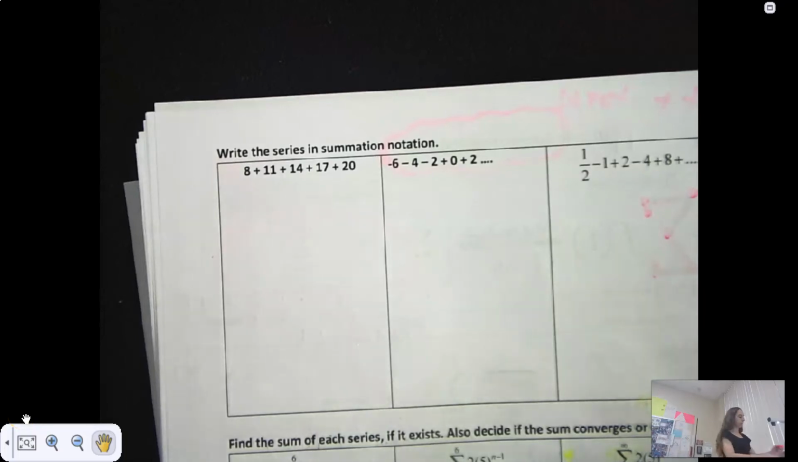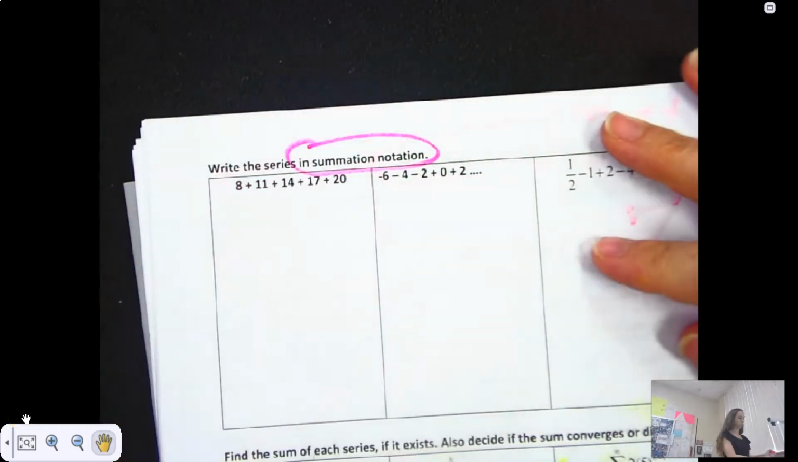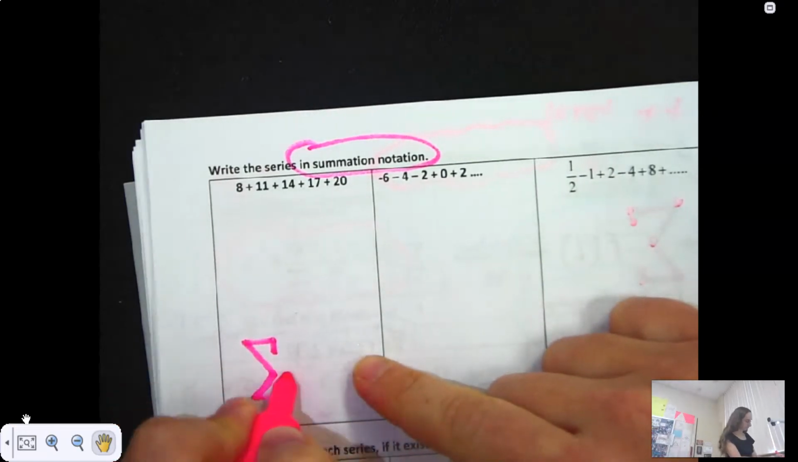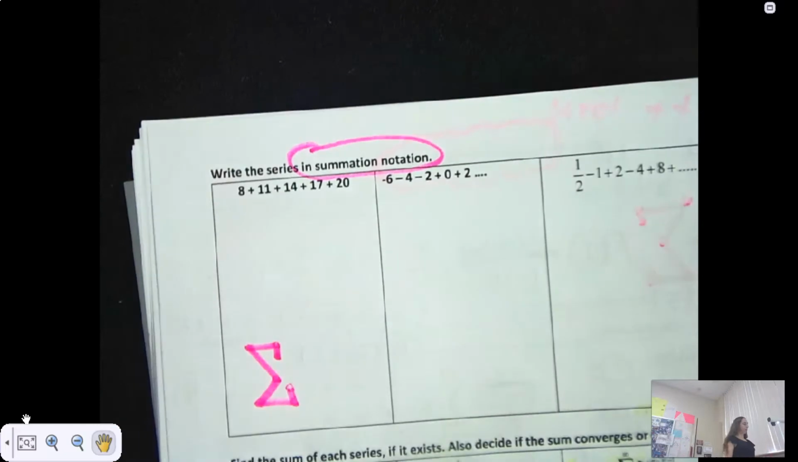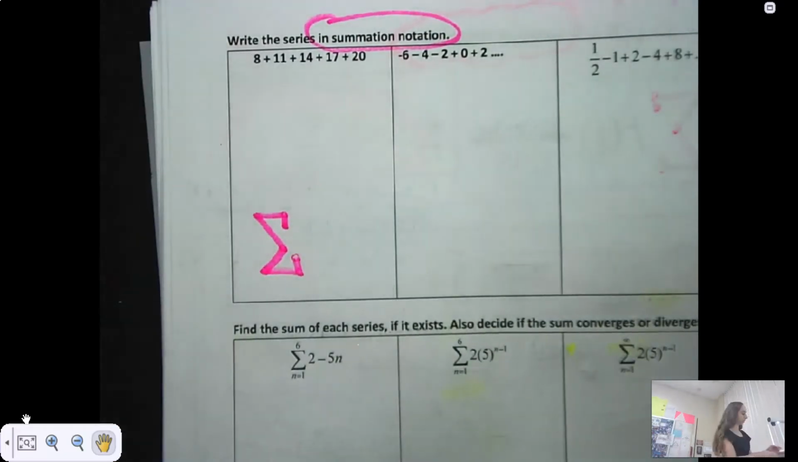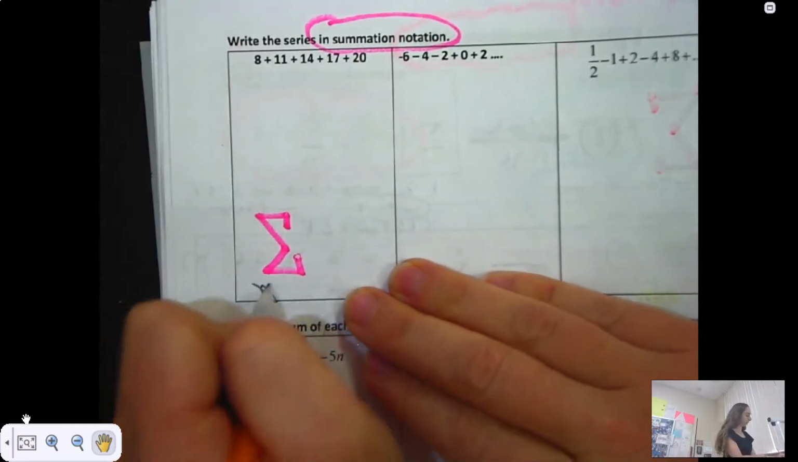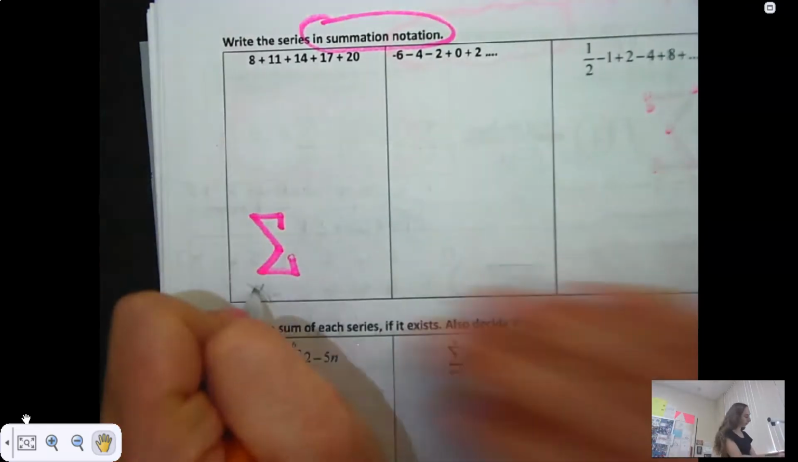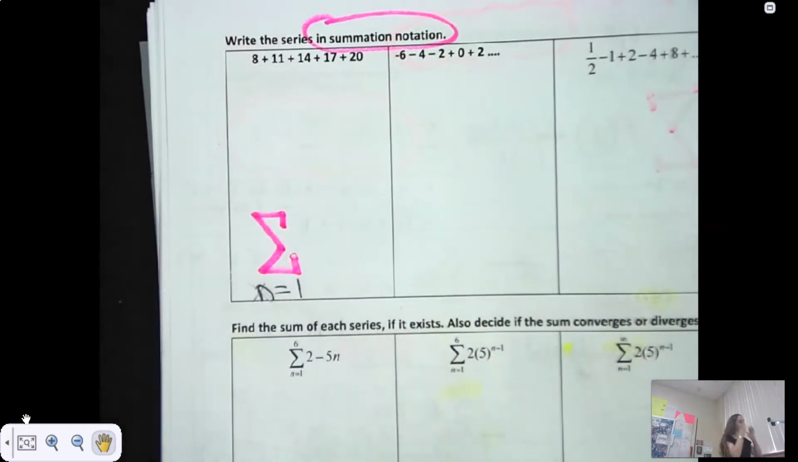So this time, what they want you to do is put it in summation notation. The first thing I need to do is write that. Then I can decide, do I want it to be an N? Do I want it to be an X? Whatever I want it to be is what I can have it be. So I'll have it be N this time, and I'll start with the first term.